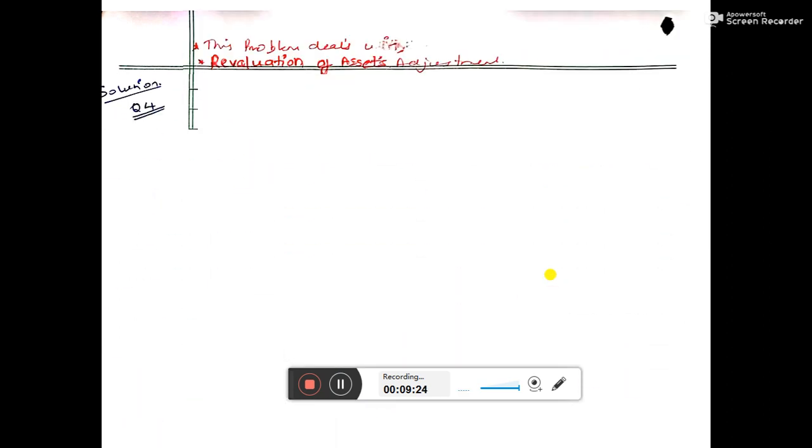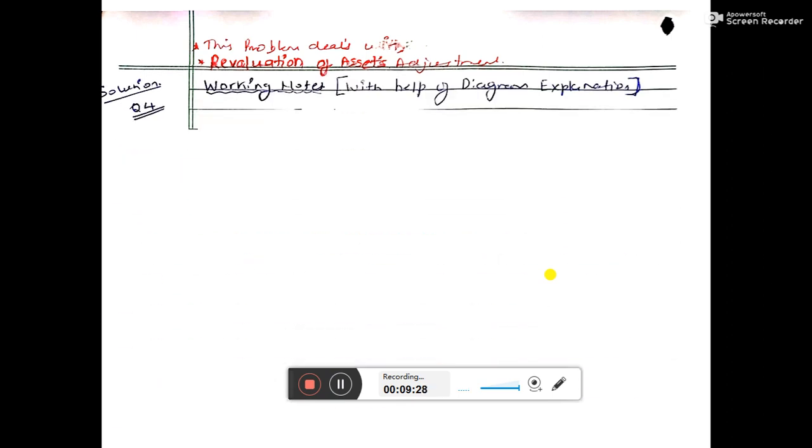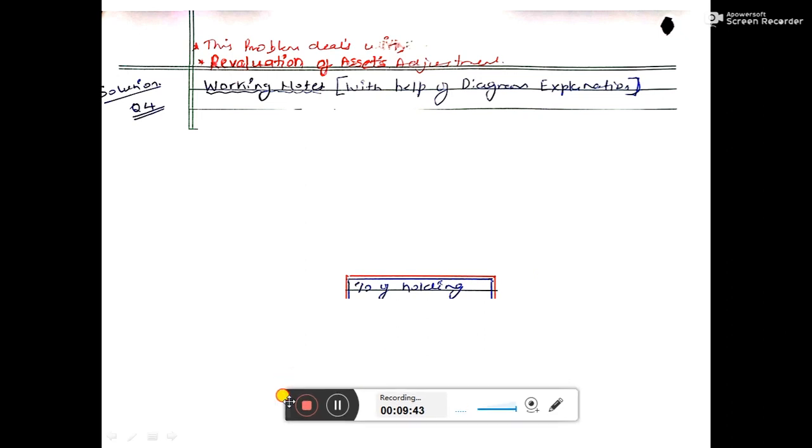So students, we will start with the actual solution to question number 4. That is the working note. This problem deals with revaluation of asset adjustment. So the working note I will show you with the help of proper diagram explanation. Before starting with the diagram, first we have to calculate how much is the holding and how much is the minority. Percentage of holding is calculated on how many shares are taken by X Limited in Y Limited.